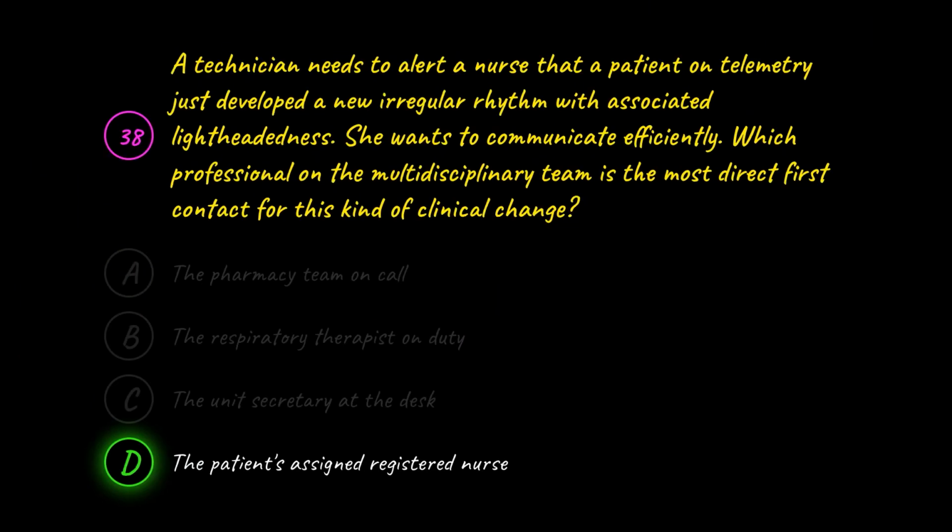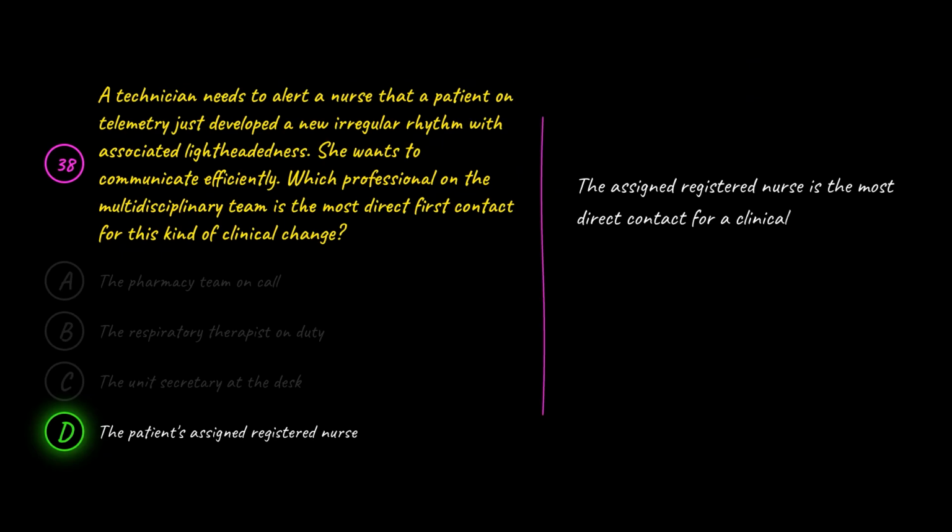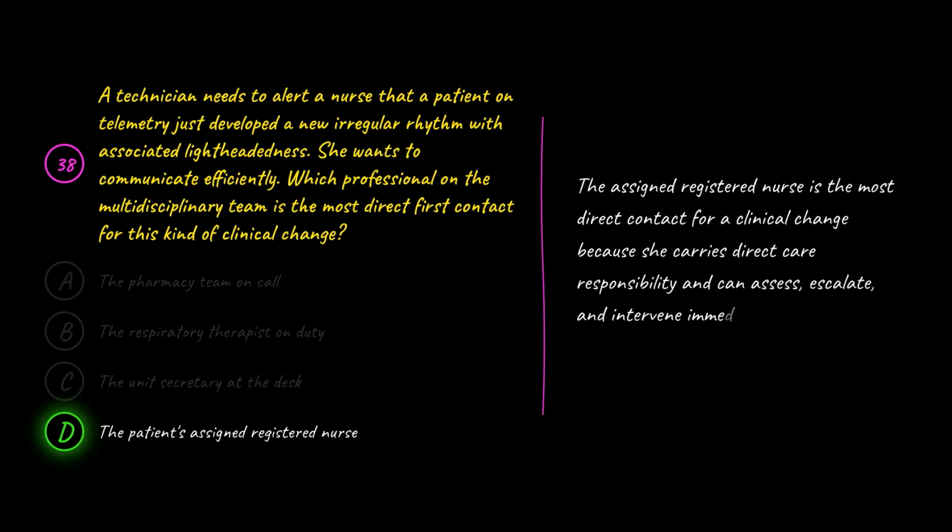The correct answer is D. The patient's assigned registered nurse. D is correct because the assigned registered nurse is the most direct contact for a clinical change because she carries direct care responsibility and can assess, escalate, and intervene immediately. Direct nurse contact keeps the chain of communication tight.